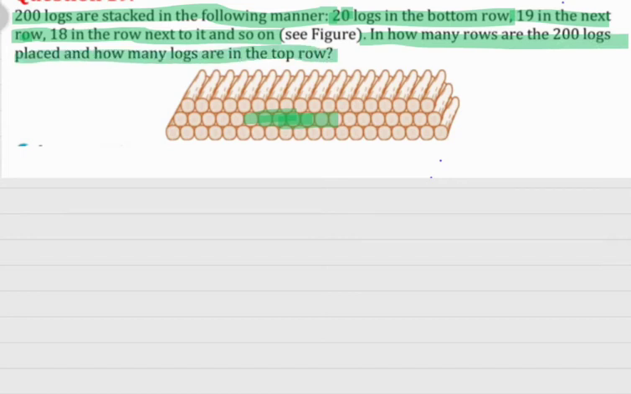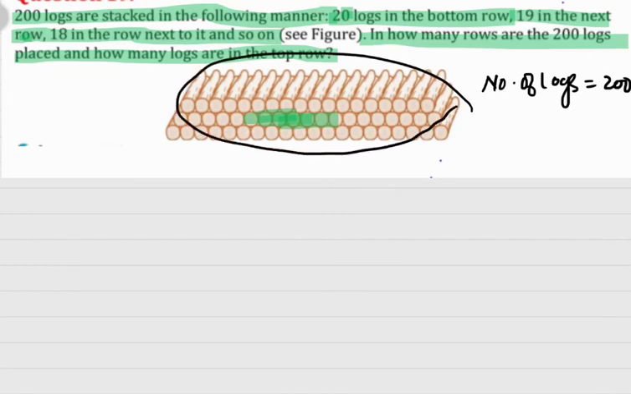Now see, children, what is given. The number of logs is equal to 200. So total 200 logs are there. All these logs are equal to 200. And how are they kept? This is the first row. In the first row there are 20. In the second row there are 19. In the third row there are 18. And you will see that it goes on decreasing by one log for every next row.